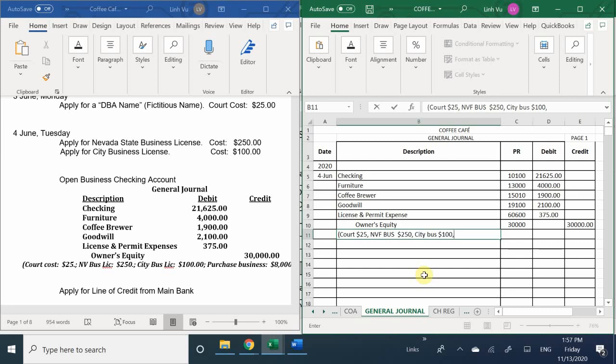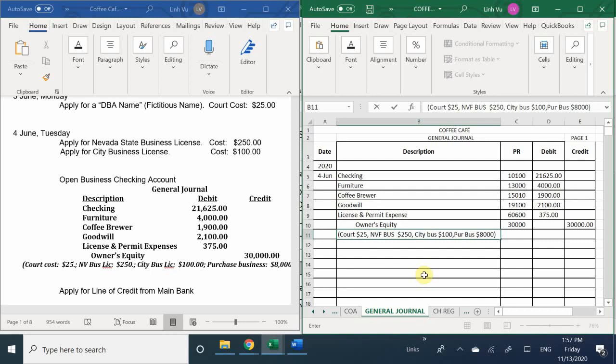Including, because that's what we did. The very first thing is we purchased the business, right? It just came with furniture, the coffee brewer, and the goodwill. So here, I'm also going to indicate that I purchased business for $8,000. All right, and then end your parentheses when you are complete with your description.